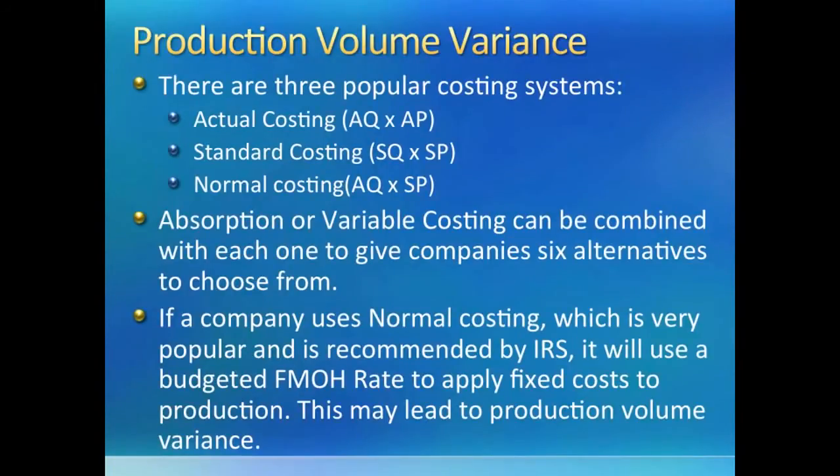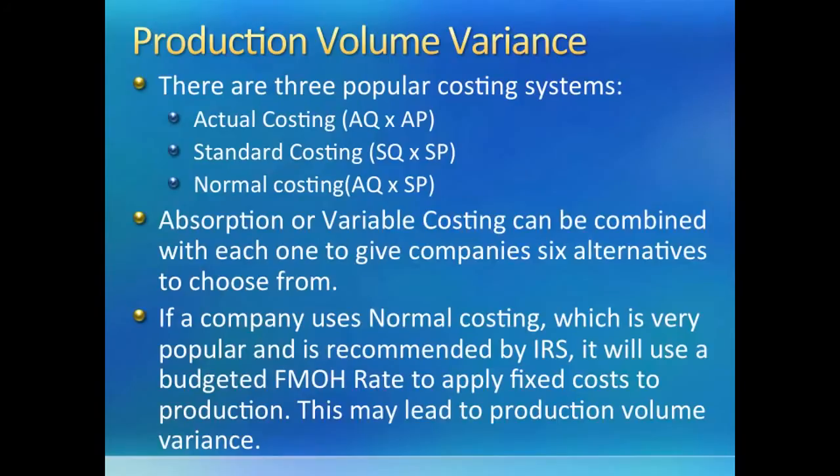In general, there are 3 popular costing systems. You have seen all 3 of them before, but let's repeat them. Actual costing method is one in which the companies use actual quantity and actual price to price their products. Under standard costing, companies use budgeted or standard numbers to price their products. Finally, under normal costing, companies use actual quantities of goods used for actual production and multiply it by budgeted rates. Absorption or variable costing methods that we have just learned can be combined with each one of these methods. For example, absorption plus actual or variable plus actual or absorption plus standard or variable plus standard. So we can make 6 different alternatives that companies have to choose for their costing purposes.